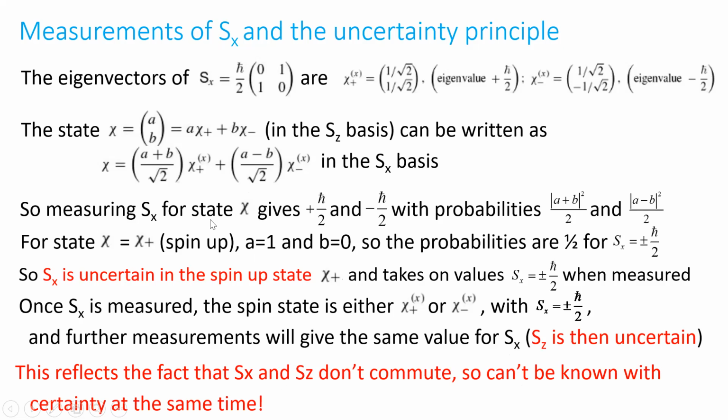So if we know SZ is plus h bar over 2, so we're in the spin up state, then SX is uncertain and can be either plus or minus h bar over 2 with equal probability. If, on the other hand, SX is plus h bar over 2, say, then SZ, when measured, will be either plus or minus h bar over 2 with equal probability. So they can't be known with certainty at the same time.